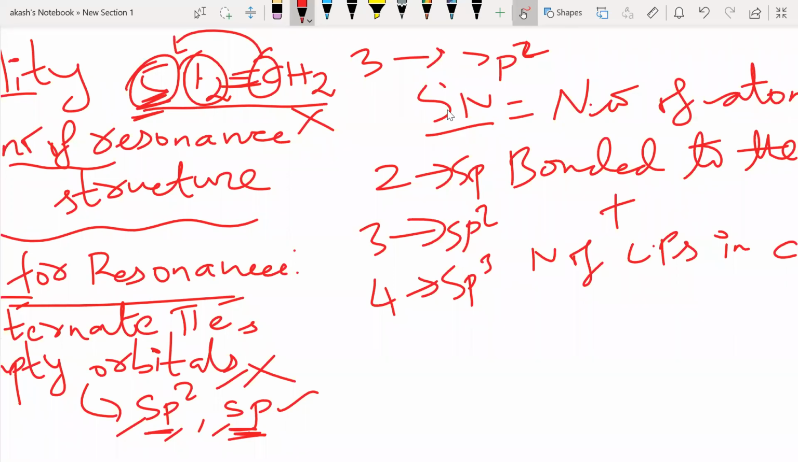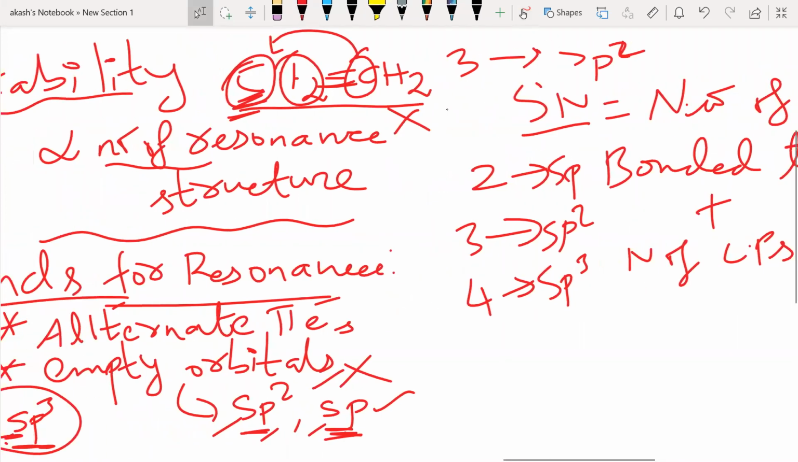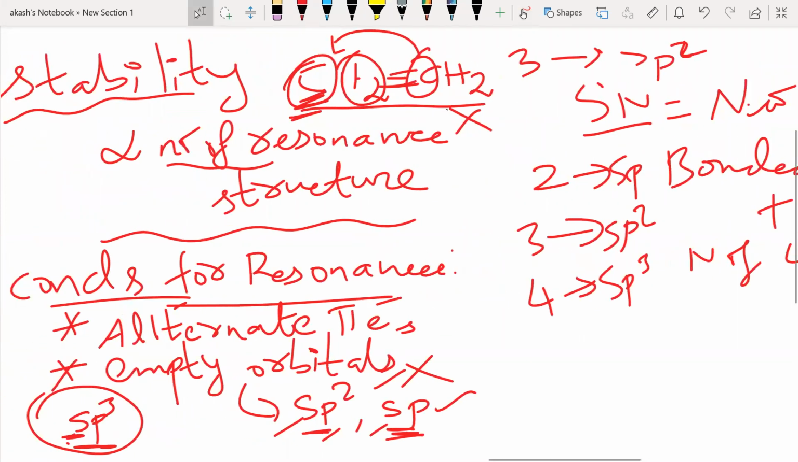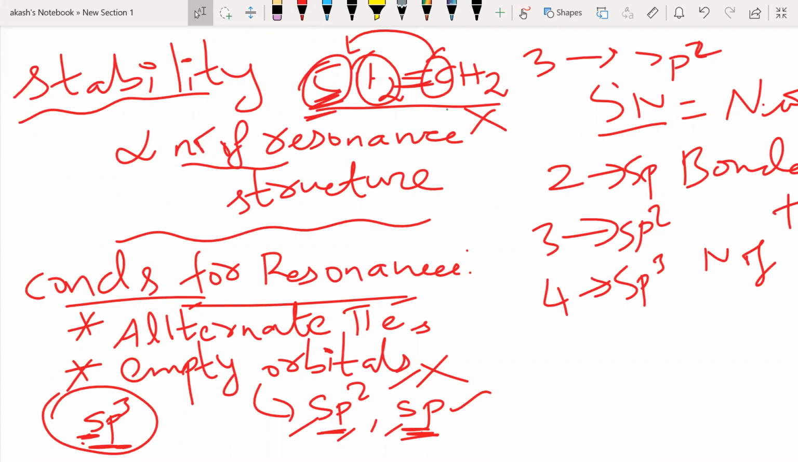So anyway, we were talking about resonance. I told you that there should be an alternate pi electron and an empty orbital. In the case of carbon, only these two are the possibility. If you find that the carbon atom is sp2 hybridized or sp hybridized, then it's okay for me. So now you understood something about resonance.